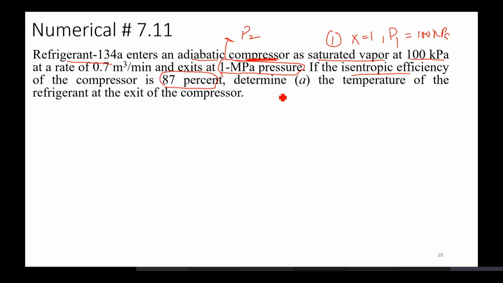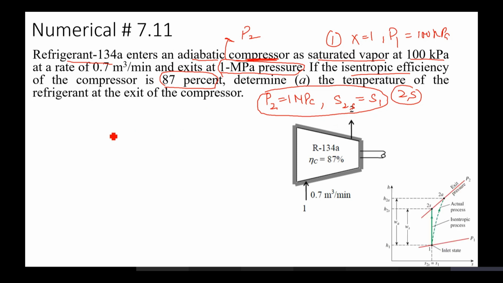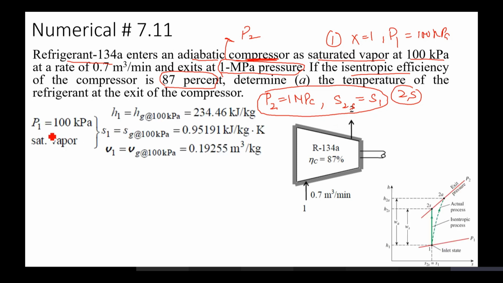So you know the inlet condition. For the outlet condition, the isentropic properties, two individual properties: P2 is known as 1 megapascal and S2S is equal to S1. So you have two properties for both the inlet condition and the isentropic condition. The only thing unknown is the actual outlet condition. So let's first try to see what we can do.